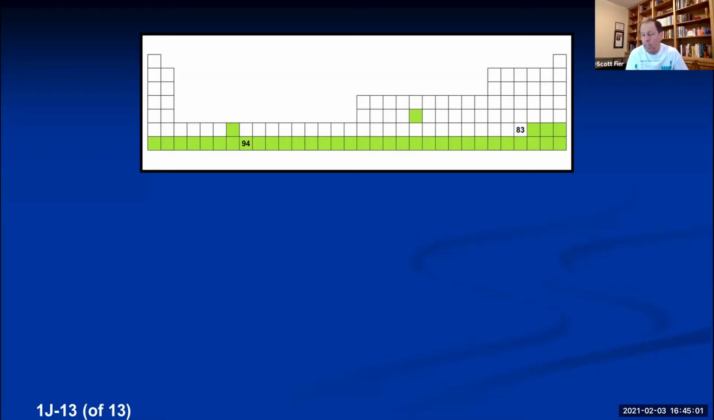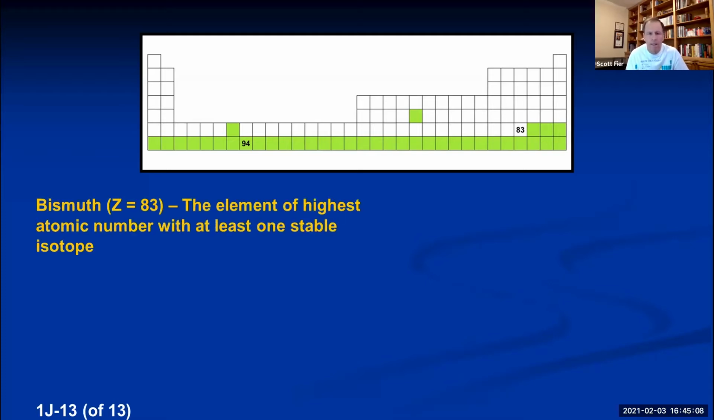So element 83, which is bismuth, has a unique claim to fame, and that is that bismuth is the element of highest atomic number that has at least one stable isotope. Once you go past 83 protons in the nucleus, no atom, no isotope will ever be stable. They'll all be radioactive. So this is the element of highest atomic number with at least one stable isotope.